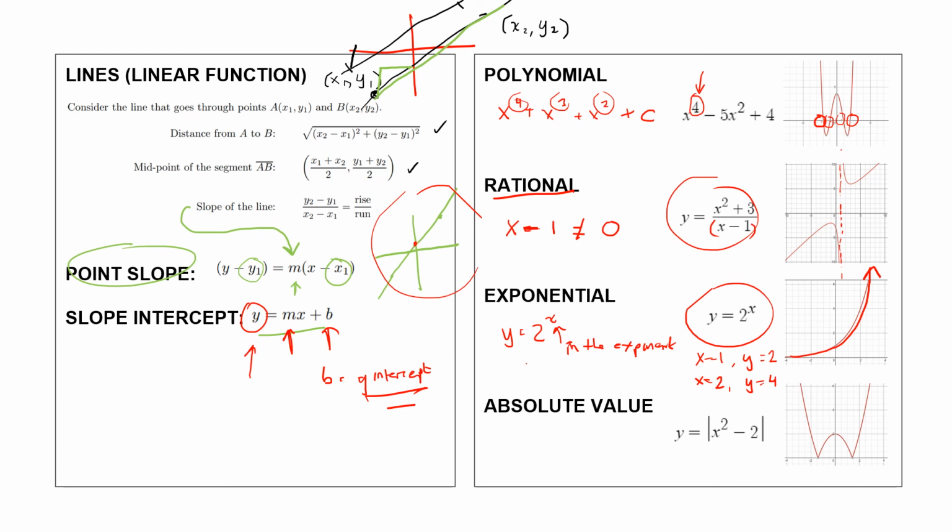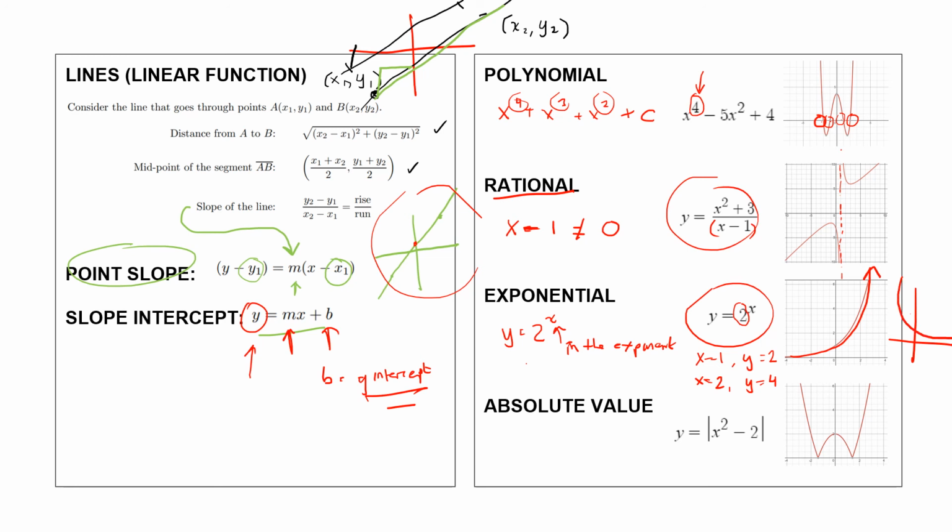Now, it doesn't have to increase. This is because it depends on the base here, right? If we had 0.5 to the x, you might see a function that looks more like this. It might do an exponential decrease like this. Okay, so just keep that in mind.